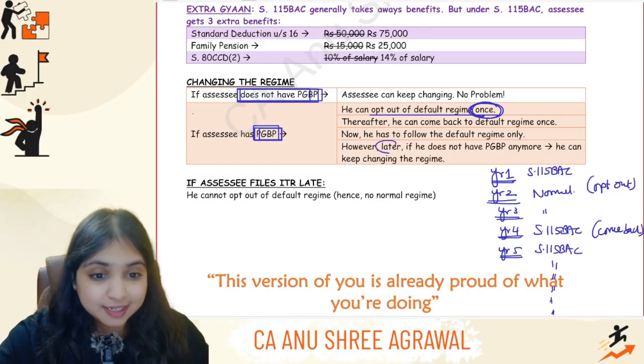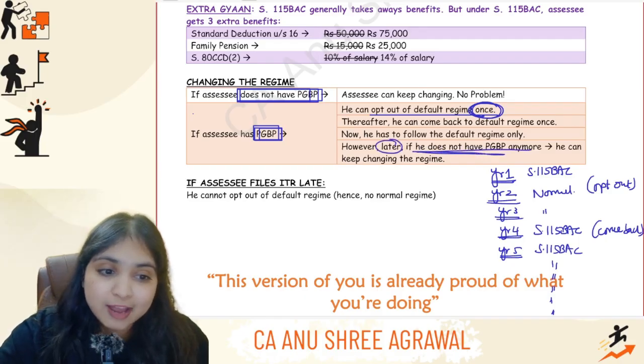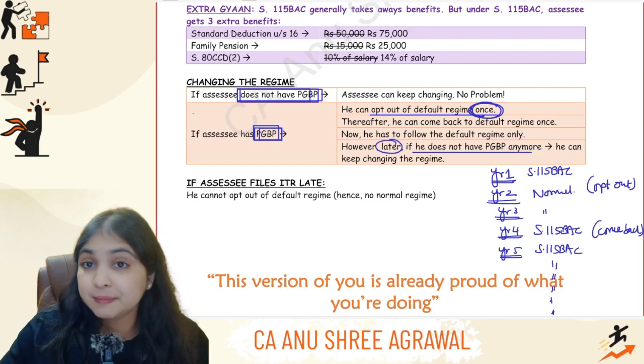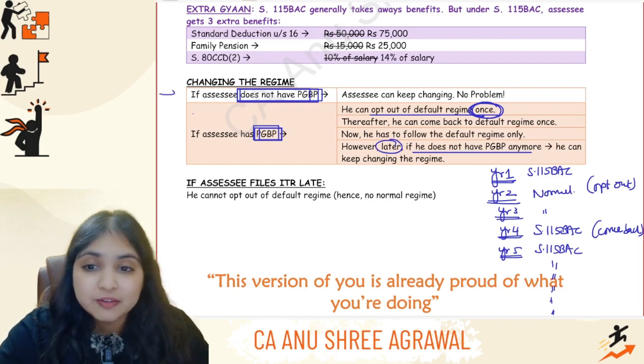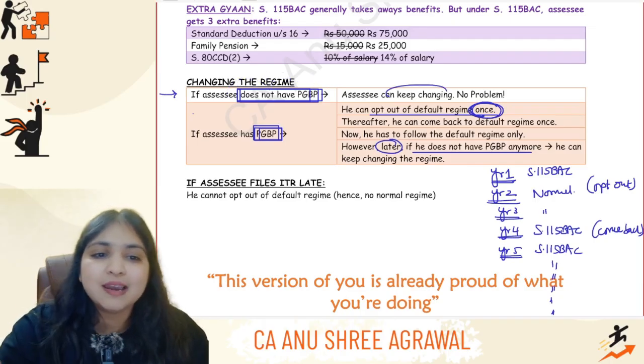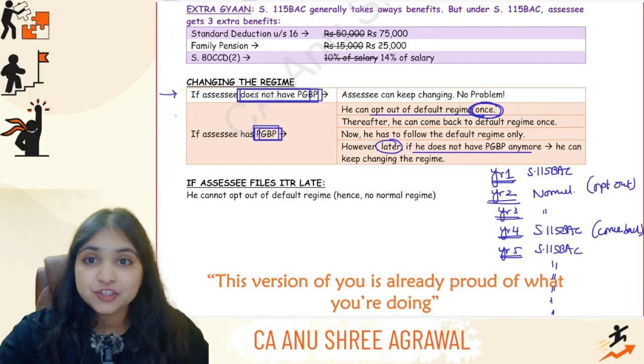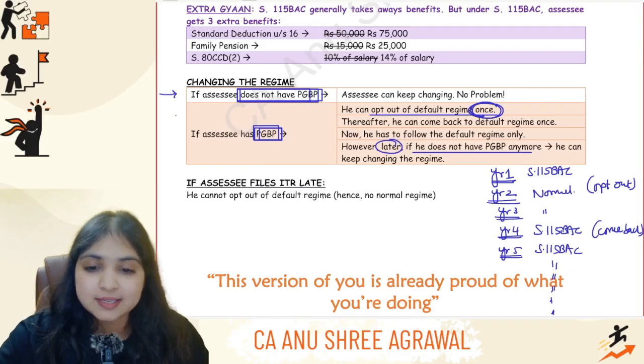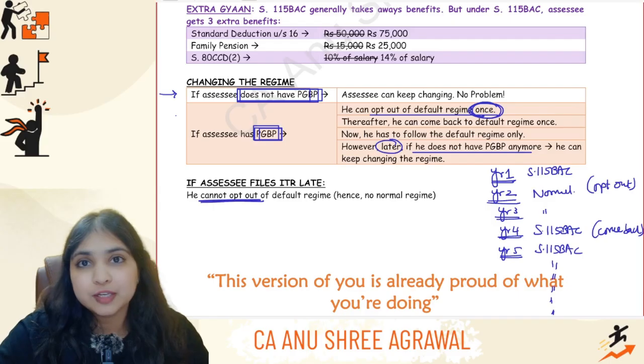But however, later, if he does not have PGBP anymore, let's say he shuts down his business, then he will fall under the first bucket, guys. If he does not have PGBP, then he can keep changing, no problem. Understood, guys? And now coming to the last point, if the assessee files his ITR late, then the assessee has no choice. The assessee has to follow the default regime only. The assessee cannot opt out of the default regime.